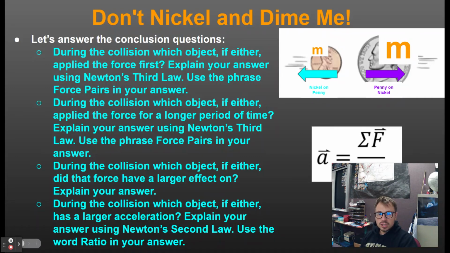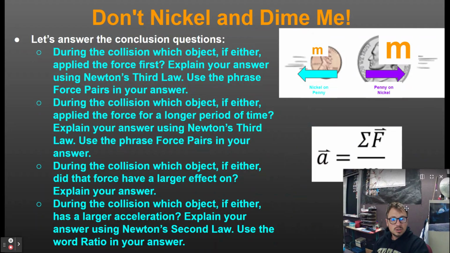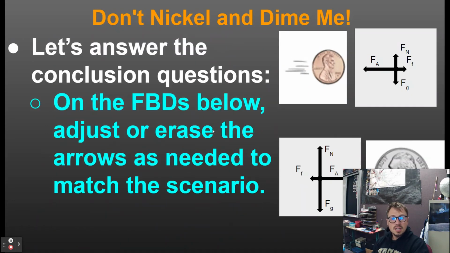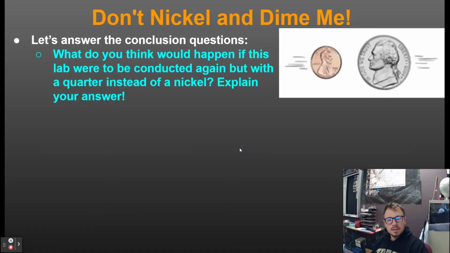Which had a larger acceleration? Well, it's going to be the dime, because the ratio of net force to mass is going to be different. If I look at Newton's second law here, the net force is going to be the same on both coins, but because the dime has a much smaller mass, it's going to have a larger ratio of net force to mass, thus a larger acceleration. You can see here the free body diagrams for the nickel and the dime or a penny. So let's just answer these questions. What do you think would happen if this lab were to be conducted again, but with a quarter instead of a nickel?